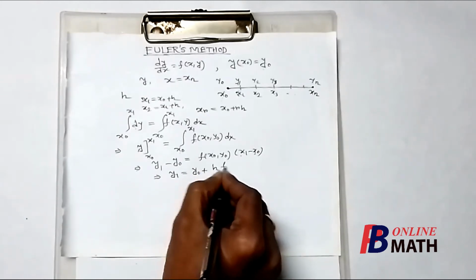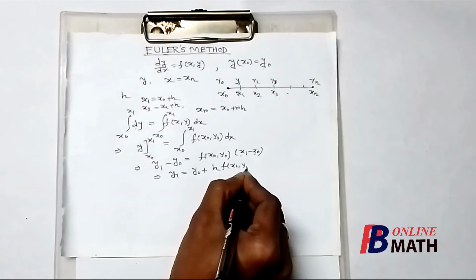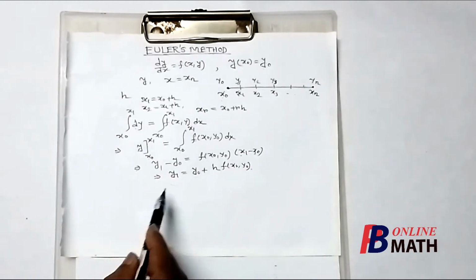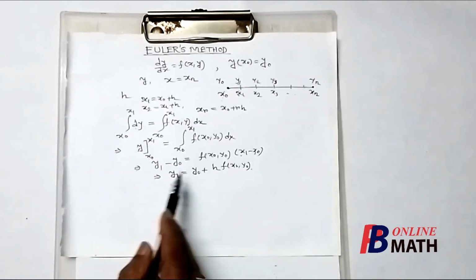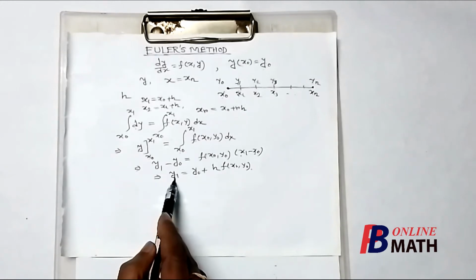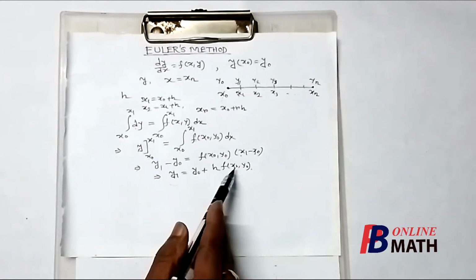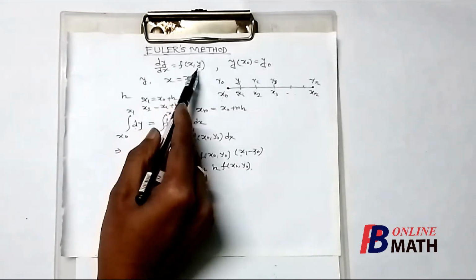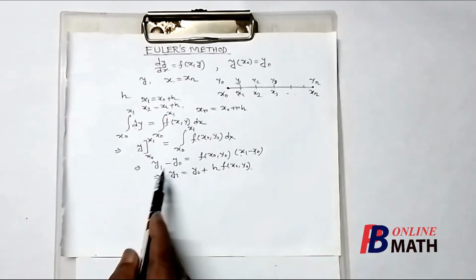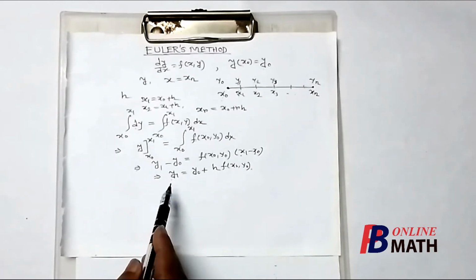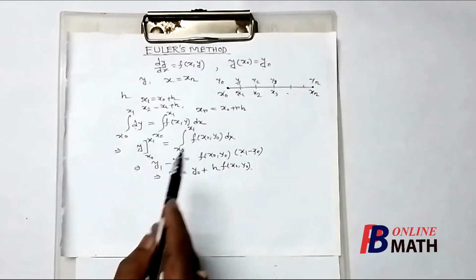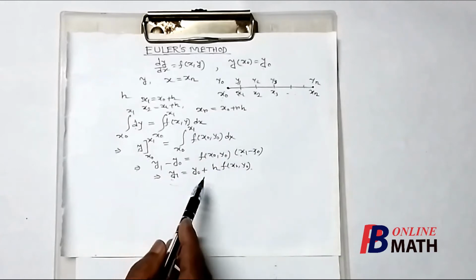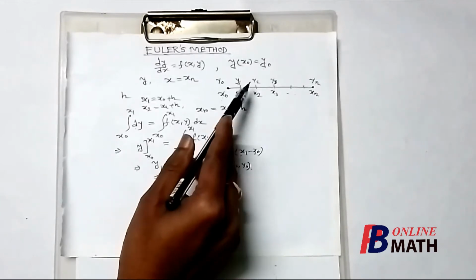So it is h into f x0 y0. Using this formula, we can easily find the value of y1. Since x0 and y0, these 2 points are known, and the function f(x,y) is known, we can easily compute the value of y1. Now once y1 is obtained, we shall again apply this formula to find y2.